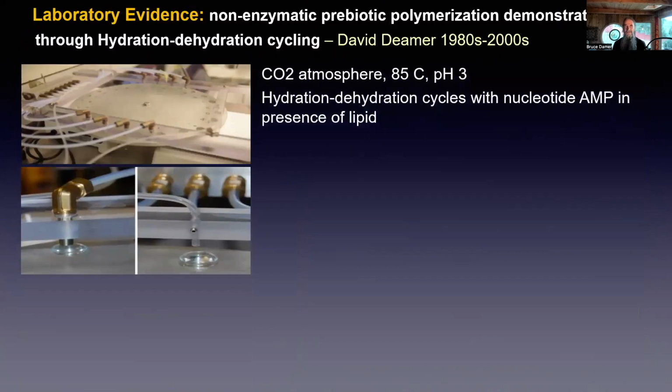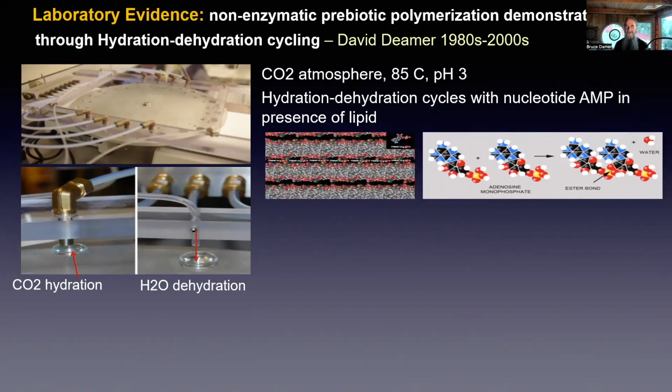In an experiment that Dave carried out in the 2000s, and this is showing one of his simulation engines, he introduced a CO2 atmosphere to a chamber, brought it up to 85 Celsius, and then introduced hydration and dehydration by little injectors at pH 3. He could control how many cycles would happen in little vials. He could introduce nucleotides and lipid, dry them down and re-wet them multiple times.